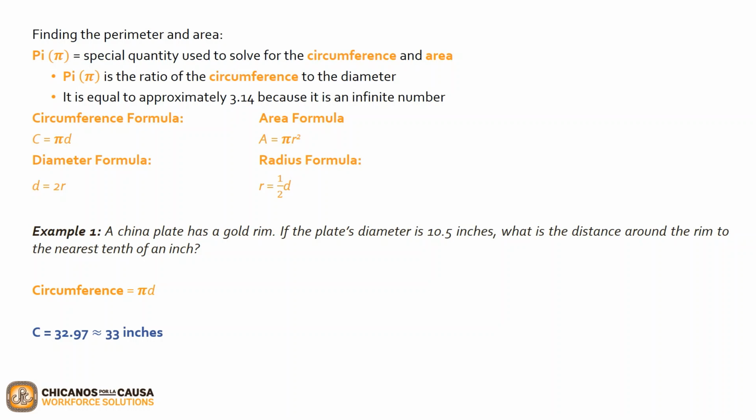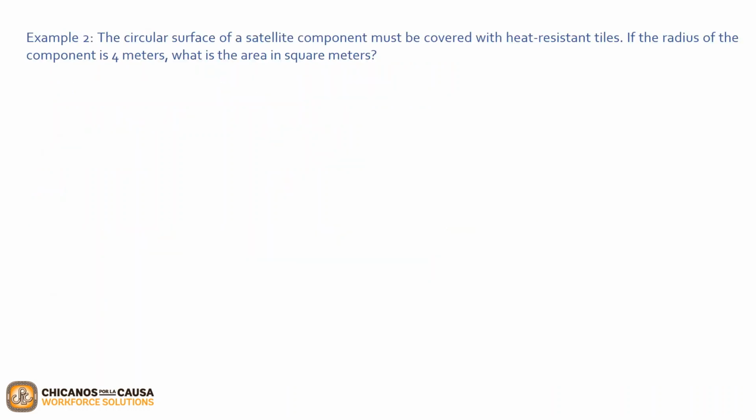So we already know pi equals 3.14 because that's an infinite number. And the diameter was given to us in the example, which is 10.5 inches. When we multiply the pi and diameter, we have an answer of 32.97, but when we round it to the nearest tenth of an inch, it gives us 33 inches. Let's move on to example 2.